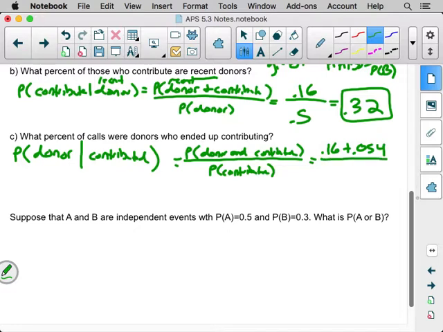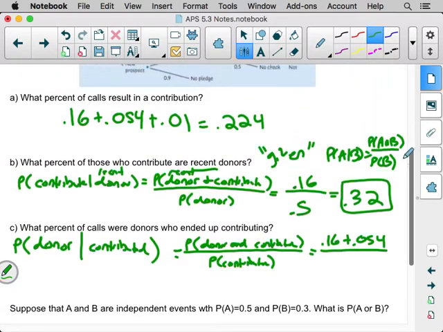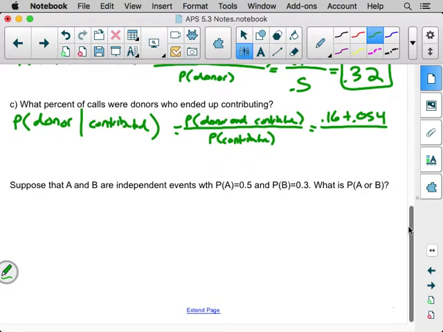The bottom, what proportion of people contributed? 0.224. Isn't that actually what we found in part A? Right, so do we need to recalculate that? No, you already found it. And again, the AP exam is notorious in probability questions for doing that. In some earlier calculation, that can help you with your future ones that they're asking you to do.